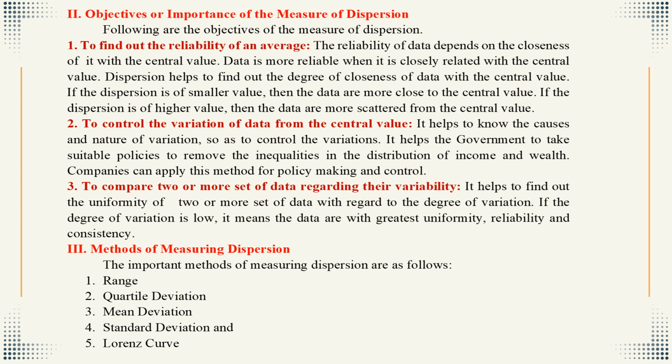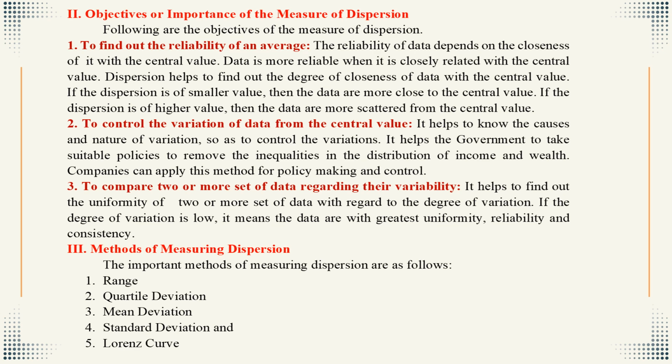Then third one is to compare two or more sets of data regarding their variability. It helps to find out the uniformity of two or more sets of data with regard to the degree of variation. If the variation is low, it means the data are with the greatest uniformity, reliability and consistency.